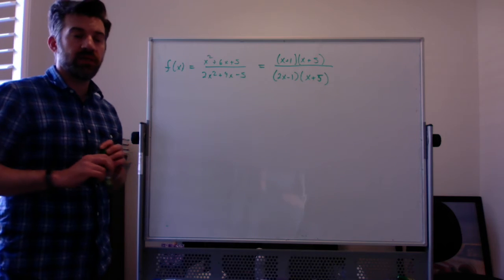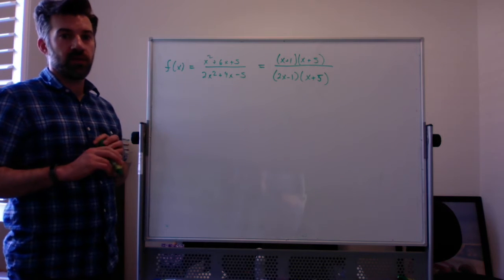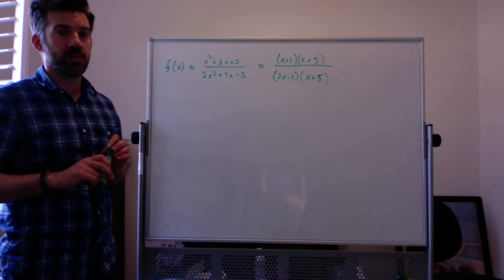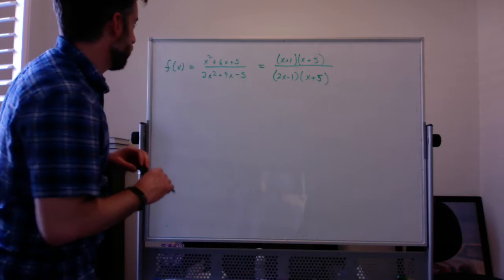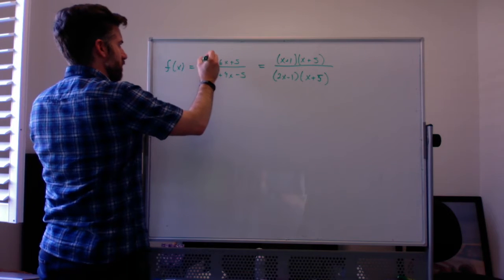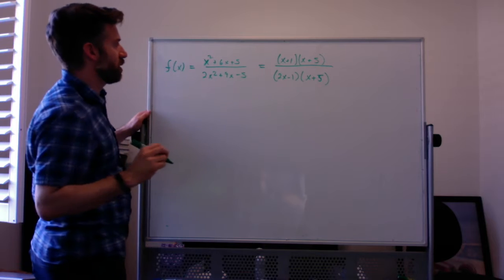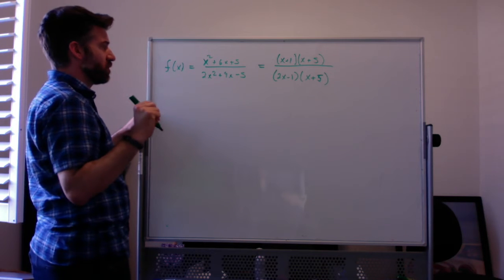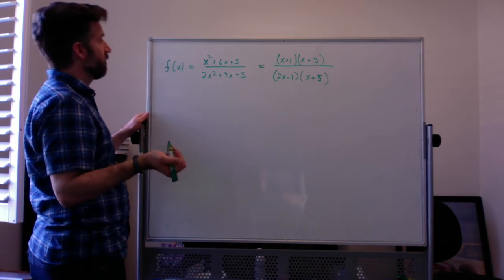Here is a short example on how to find the vertical and horizontal asymptotes of a rational function. So we've got the function. I hope you guys can see this. I'll read it to you. It's f of x equal to x squared plus 6x plus 5 over 2x squared plus 9x minus 5.